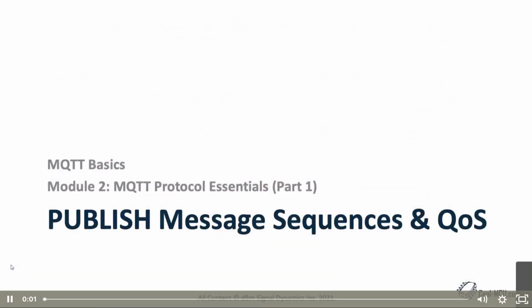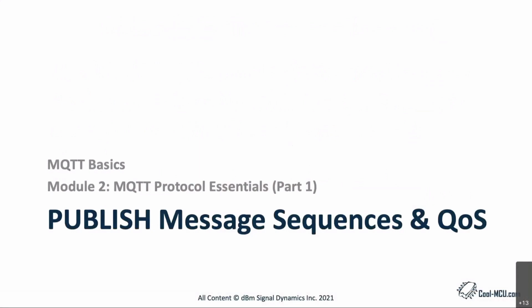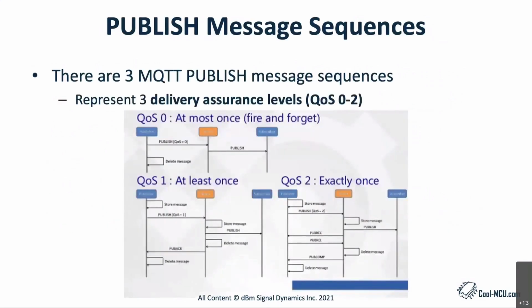This lesson will uncover various MQTT publish message sequences, highlighting MQTT's message transport options, referred to as quality of service, or QoS. MQTT provides 3 publish message sequences, which represent 3 delivery assurance levels.